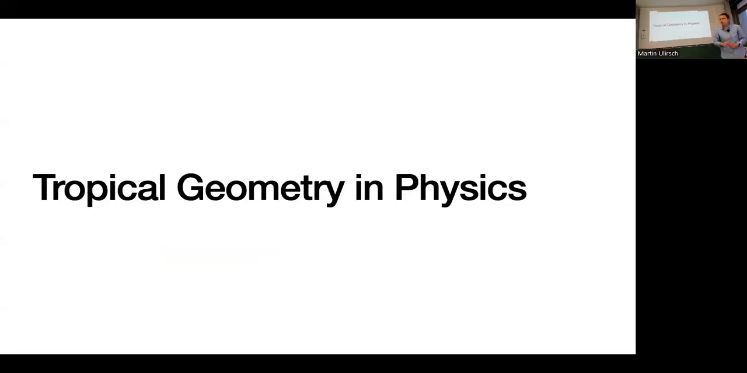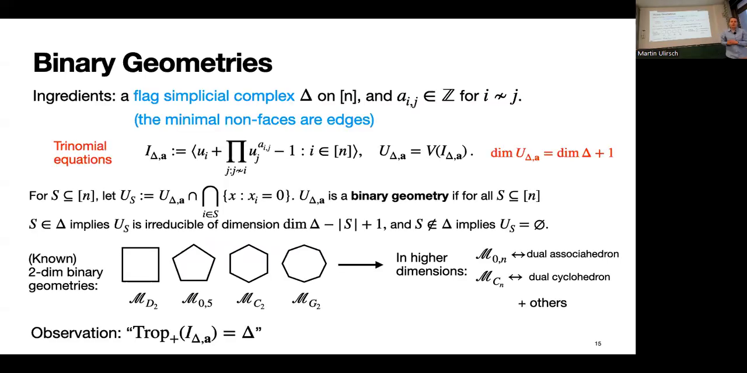Okay. So now I want to talk about tropical geometry and tree spaces in physics. Okay, and on this first slide, I have the definition of a variety, or class of varieties, that comes up a lot in physics. But you shouldn't spend too much time trying to understand this definition because I won't use most of this. This is just so that we have the full definition here.